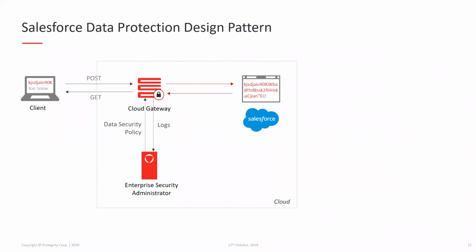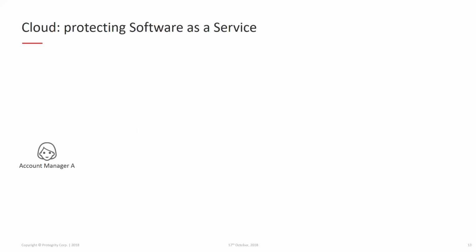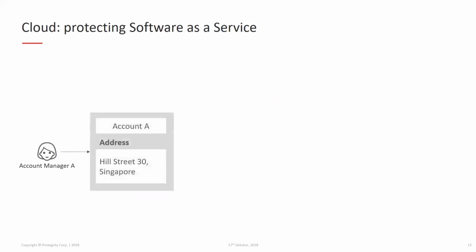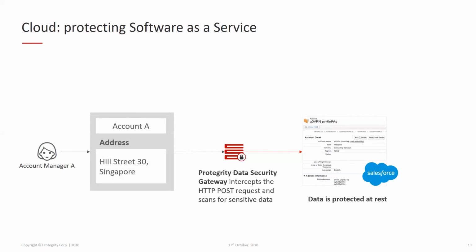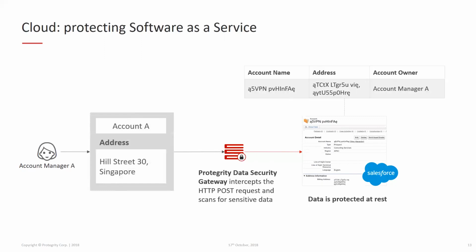In terms of the design pattern, we put a cloud gateway, or data security gateway, in between the client and the application. The cloud gateway is responsible for intercepting all writes and reads from this application. Imagine an account manager creates a new account A, with the address in Singapore. Before this information is written to Salesforce, it goes through the security gateway. The gateway intercepts that request and scans it for sensitive data. You wouldn't be able to read the account name or the address anymore.